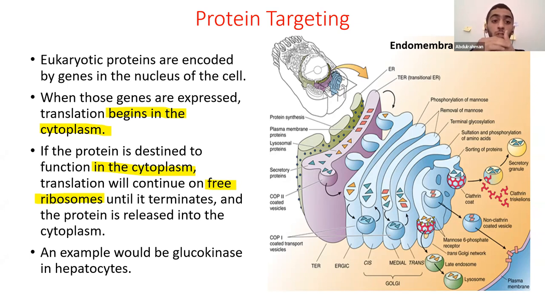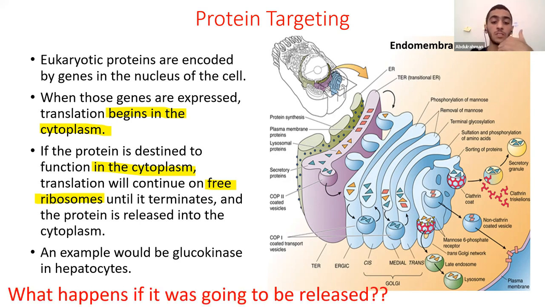If the protein is to be used inside the cell, we get the DNA sequence transcribed to an mRNA sequence. The mRNA sequence will bind on the free ribosomes. The free ribosomes will begin the process of translation and complete it. Then these proteins, once they are made inside the cell, are taken over to the organelle that they function in, such as the nucleus or the mitochondria. An example would be glucokinase found in hepatocytes. So for the proteins that are going to be used inside the cell, translation starts in the ribosomes found freely in the cytoplasm, finishes there, and then the protein goes over to its location.